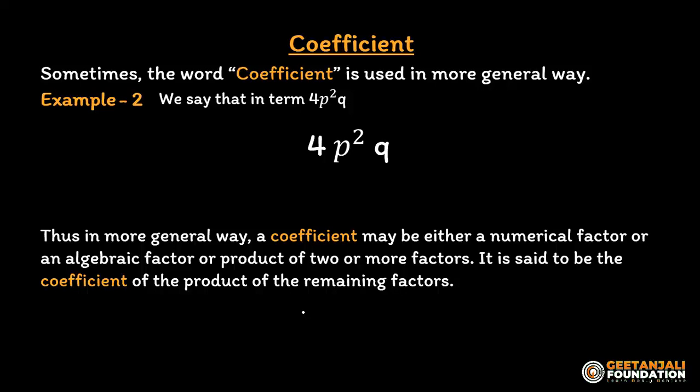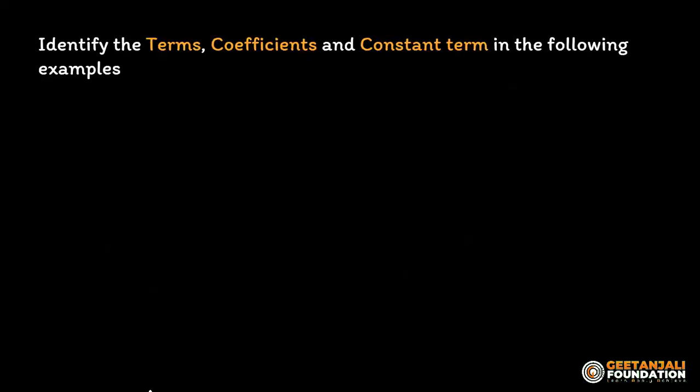It is said to be the coefficient of the product of the remaining factors. For example, when we took 4, it was the coefficient of the remaining factor p square q. When we took p square, it was the coefficient of the remaining factors 4q. So this way you can find coefficient. But whenever we talk generally about coefficient, it's the numerical factors which we talk about.